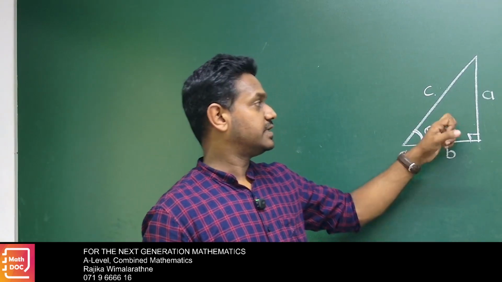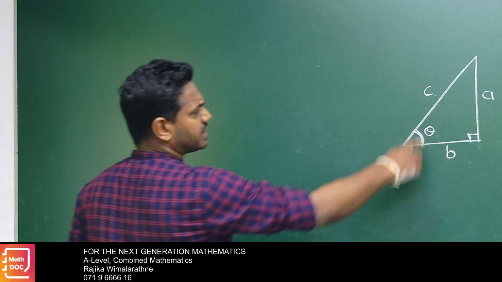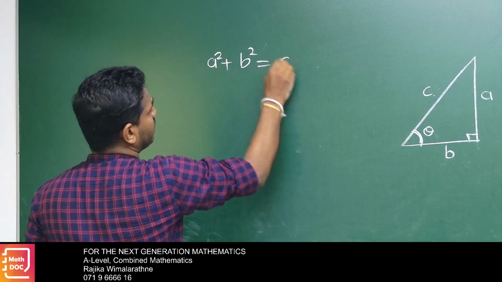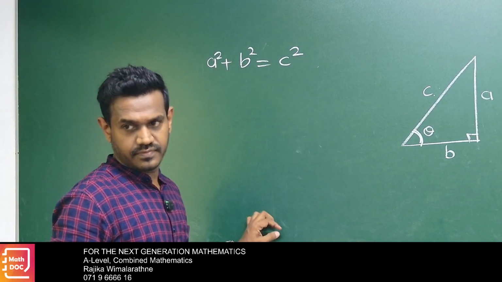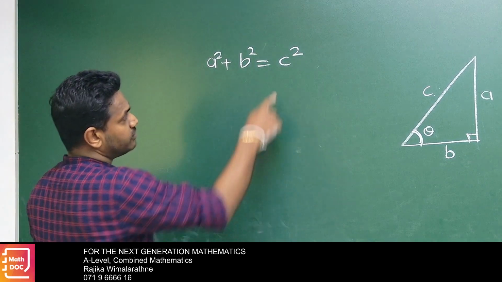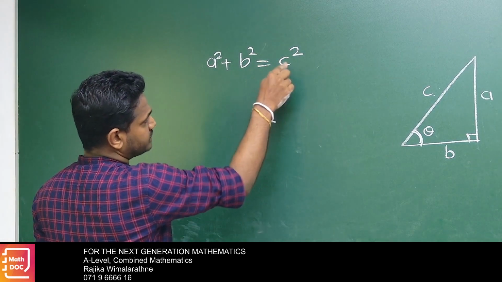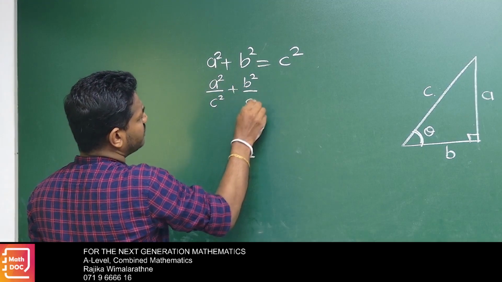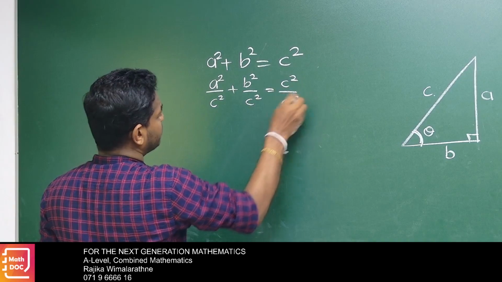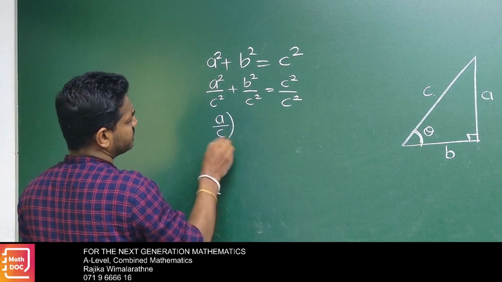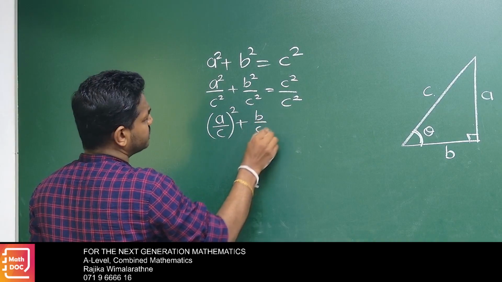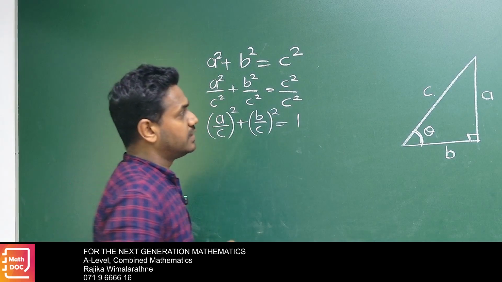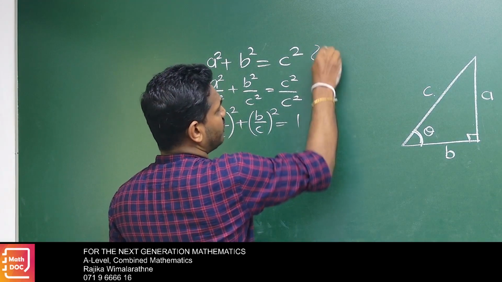So I'll take this diagram. Then we know the Pythagorean theorem: a square plus b square equals c square. Now I'm going to divide this by c square. A square over c square, b square over c square, c square over c square. Here a over c whole square, b over c whole square, 1.